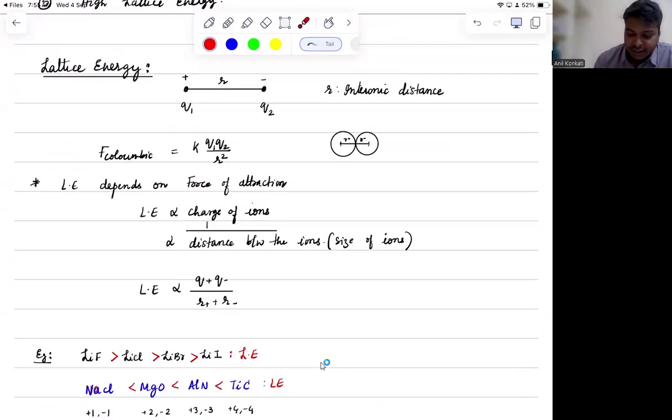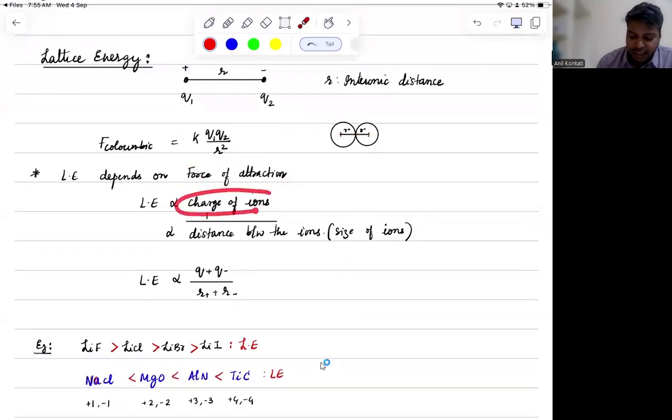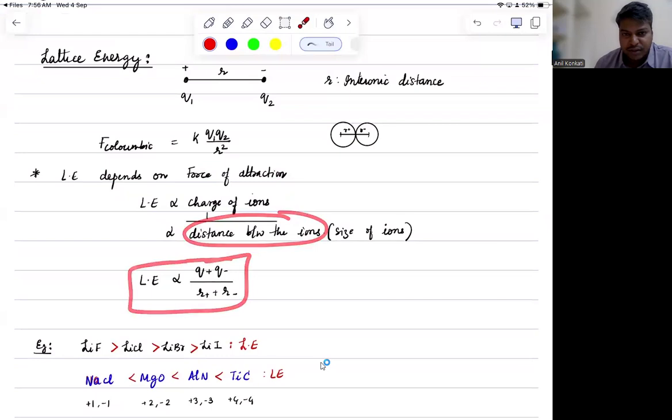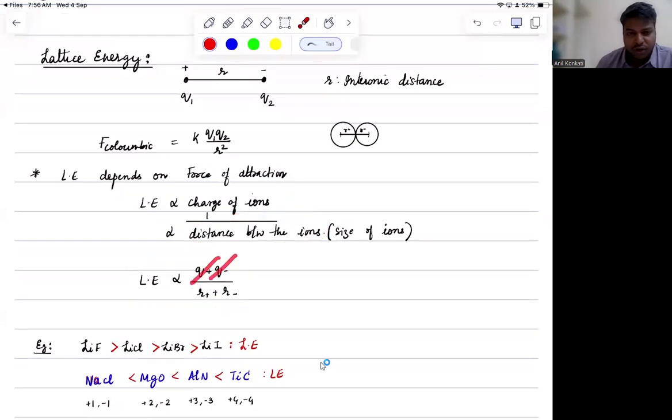Lattice energy is related to the force of attraction between the two ions. So Q1 Q2 by R squared is the force of attraction here. Correct? So lattice energy will be force of attraction multiplied by the distance, the bond distance here. So you can notice that lattice energy is directly proportional to charge and inversely proportional to bond distance. So this is how the lattice energy depends on Q1, Q2, or Q plus, Q minus, by R plus plus R minus.